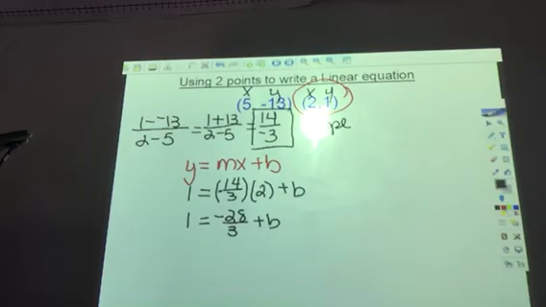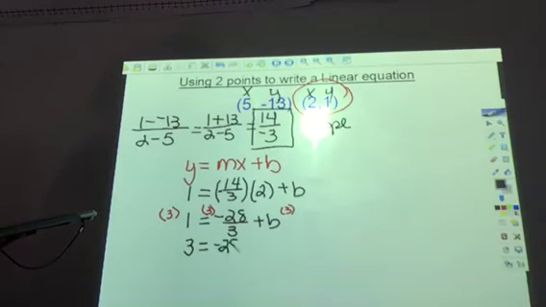Here we are again. I need to get rid of this fraction. So therefore, I'm going to multiply all of my terms by the denominator, which is 3. Okay, 3 times 1 is 3. 3 times negative 28 over 3 is negative 28. And 3 times b is 3b.